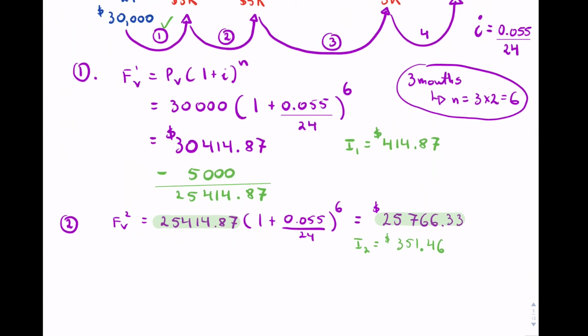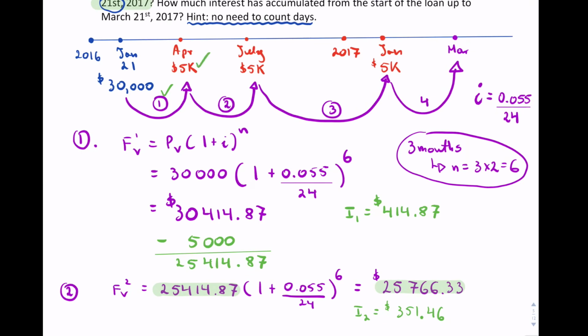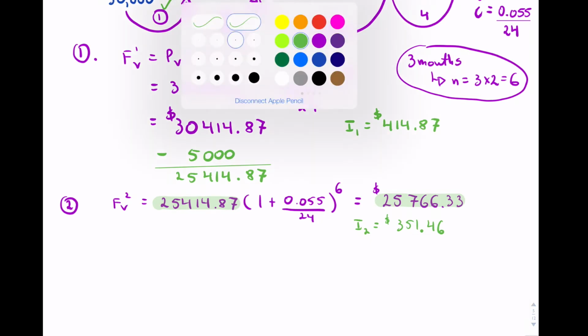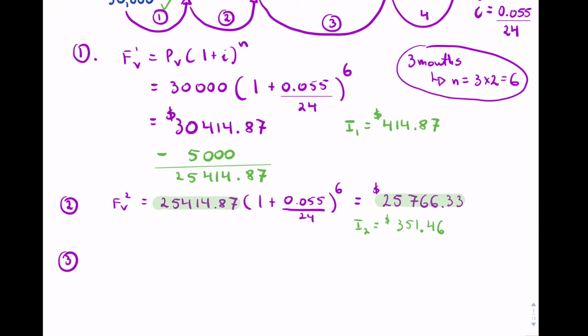Now, we paid off this, now we have to pay off another 5K. So if we subtract 5K from the value here, so minus 5K, that's going to give us 20,766.33.